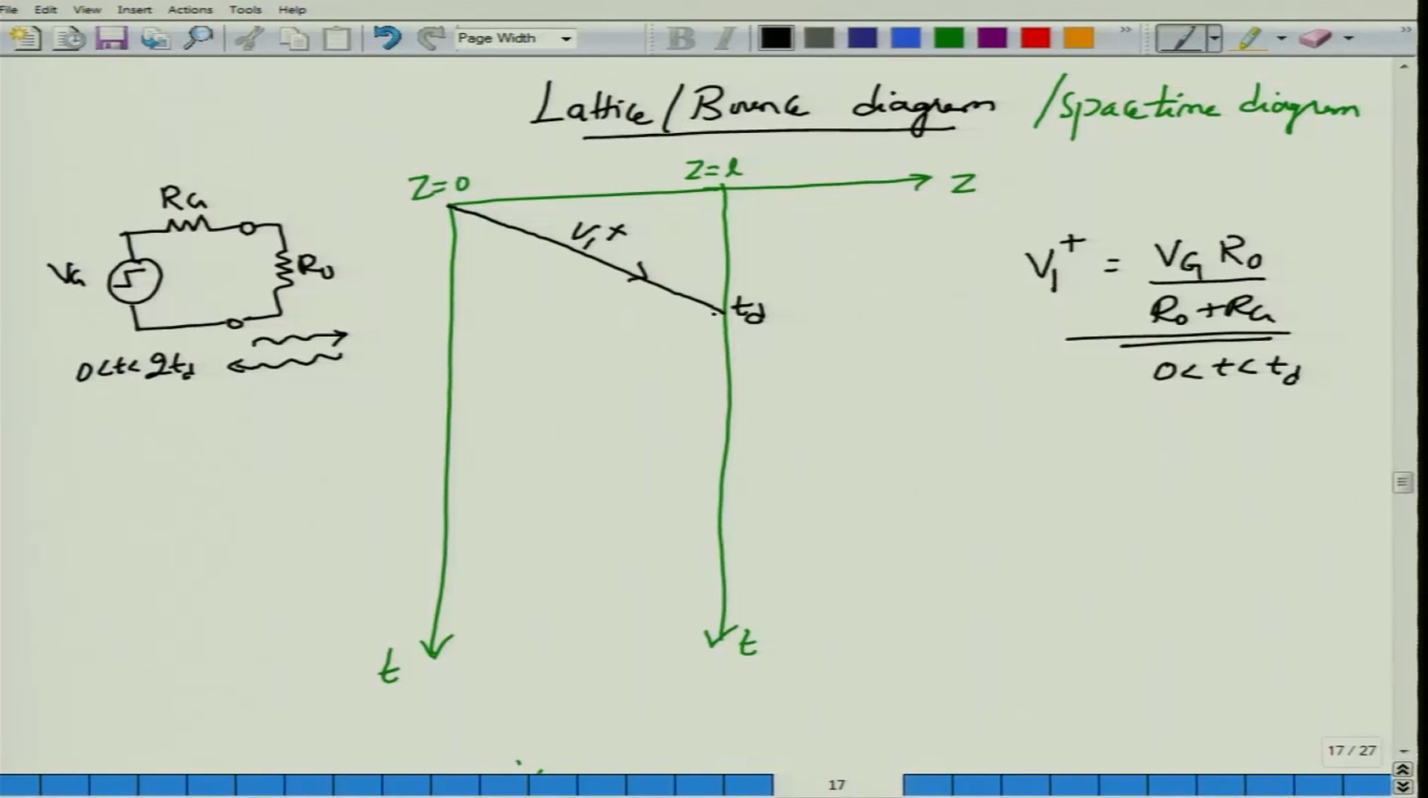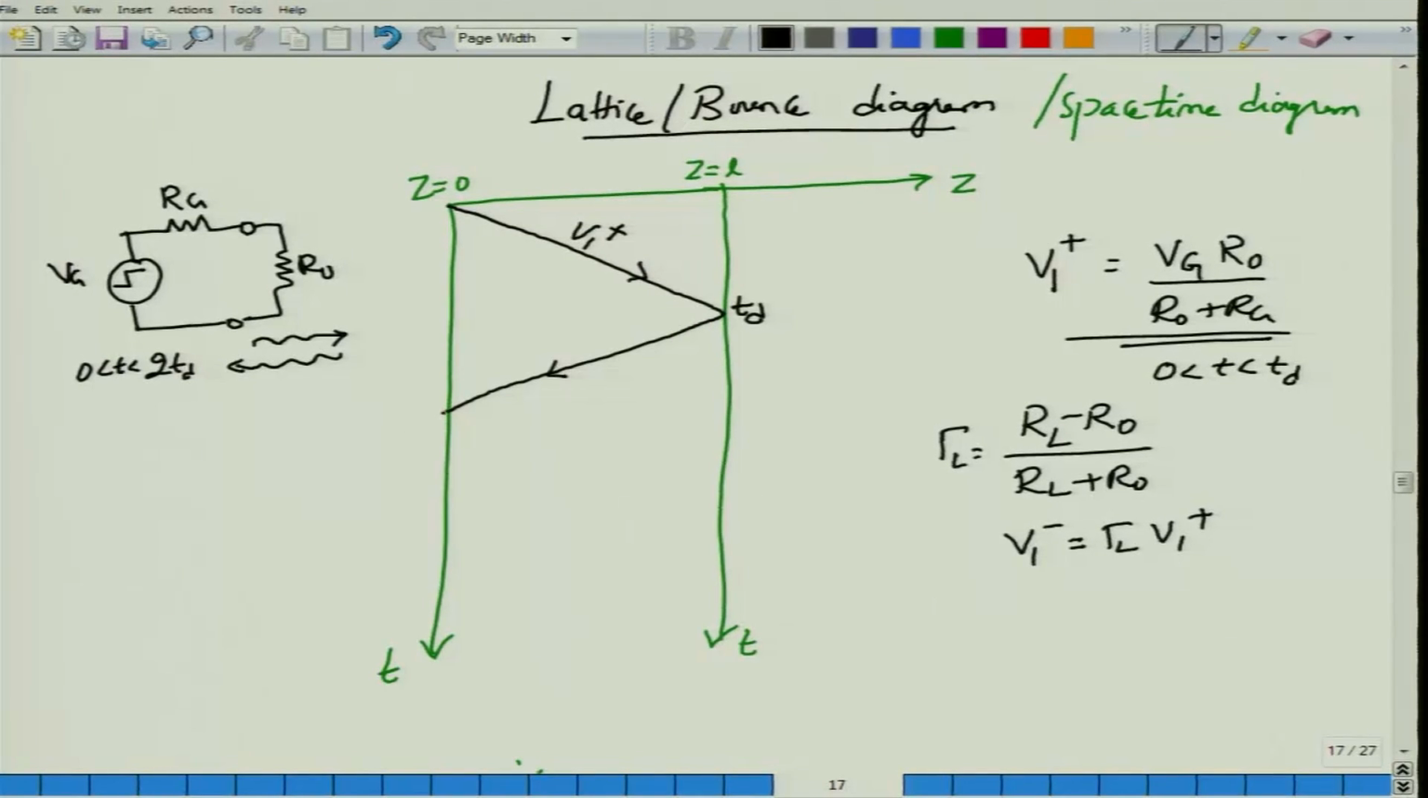Well, you can't just have V1 plus and then the entire circuit stops. Unfortunately, because RL is not equal to R0, there will be an amount of voltage that would be reflected. How much would be reflected? First find out the load reflection coefficient from this expression, gamma L equals RL minus R0 divided by RL plus R0, and gamma L times V1 plus will be the one that is reflected. Let us call this V1 minus. This is our first reflected voltage. This V1 minus reflects and reaches the source at a time of 2 Td, and then this begins to propagate again.